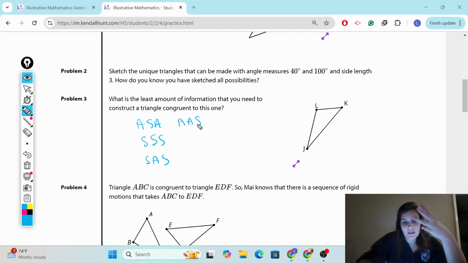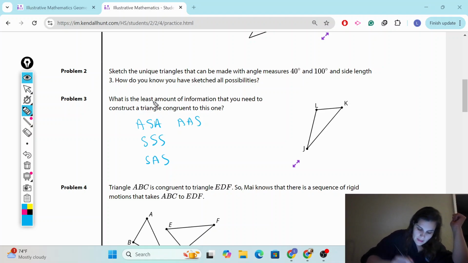You need 3 pieces of information for every single one. So if you want to say angle, side, angle, that's 3 pieces of information. If you want to say angle, angle, side, still 3 pieces of information. So we need at least 3 pieces of information, and choose one of these to put as your answer.